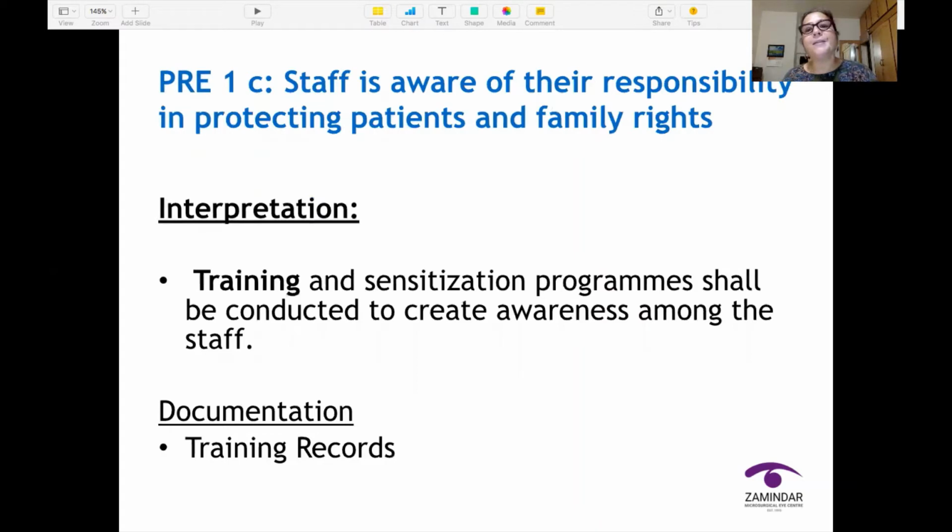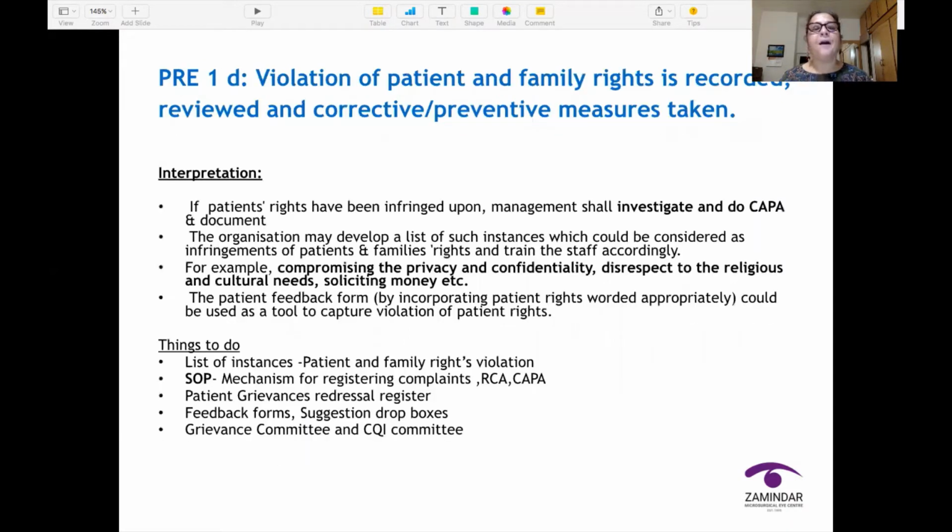PRE 1C: staff is aware of the responsibilities in protecting patient and family rights. So obviously, if you really mean to see that these responsibilities and rights of patients are taken care of, then your staff should be sensitized and trained, and there should be training records available. PRE 1D says violation of patient and family rights is recorded, reviewed, and corrective and preventive measures taken.